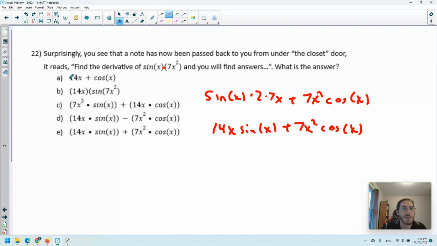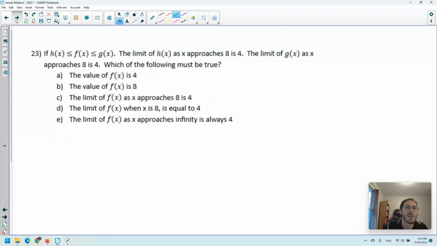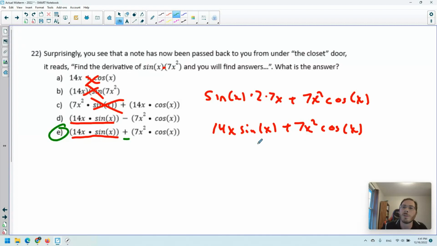14x sine of x. Oh, there's a 14x sine of x. There's a 14x sine of x. Nope, nope, nope. And then plus 7x squared cosine of x. This one's got the plus, so we're going to pick E. Oops. I want to say this is product rule.